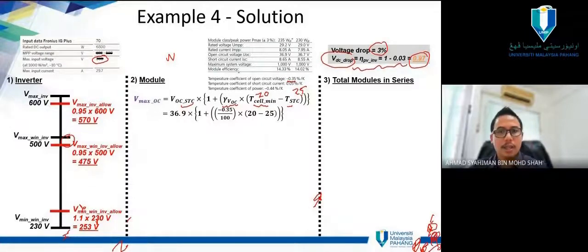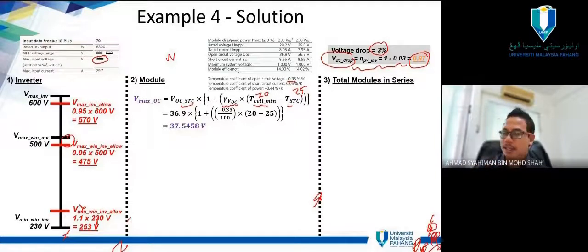Okay, then keyword. Okay, remember minus 0.35 to over 100 because percentage. Don't forget. Okay, don't forget. Then you kira dapat 37.5458. Remember 4 decimals. Okay, 4 decimals. 37.5458 volt. Okay, that is for the case of Vmax OC.